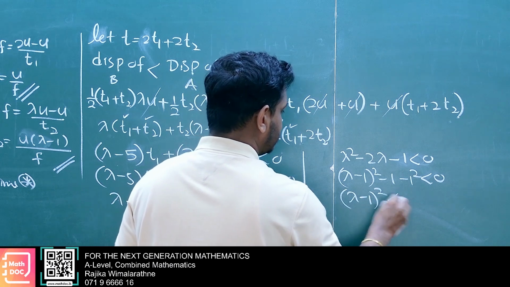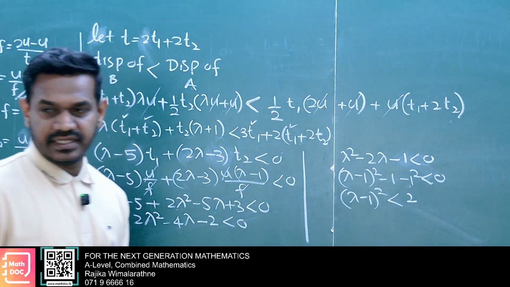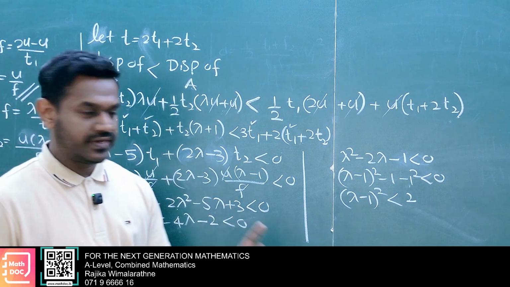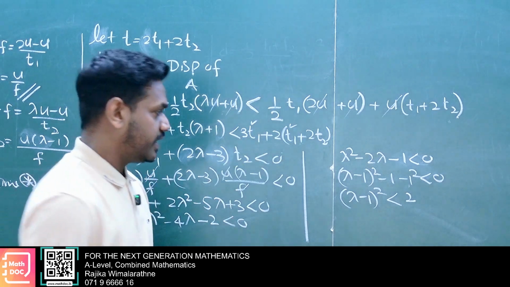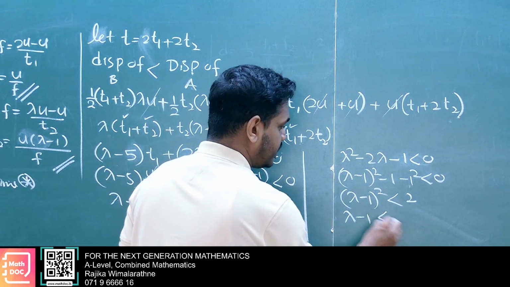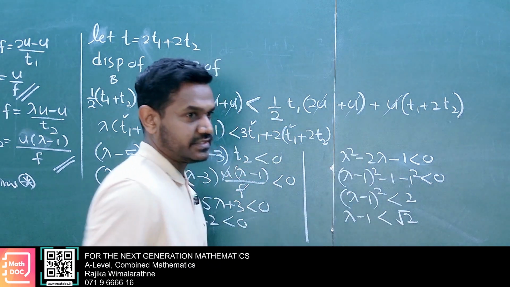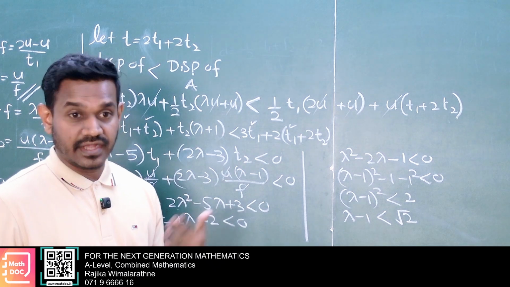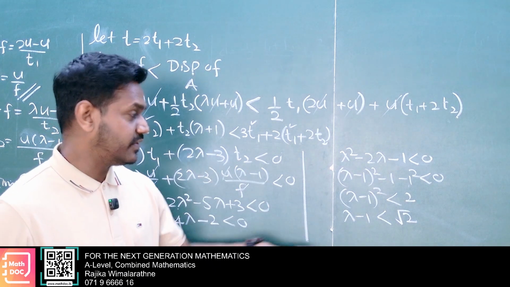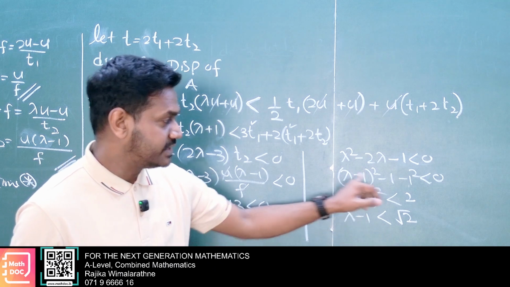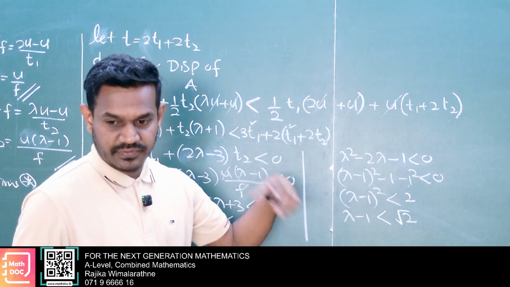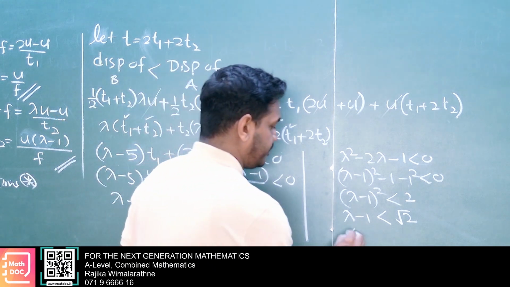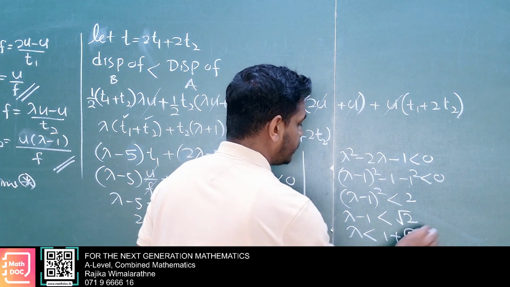Lambda minus 1 squared less than 2. Usually for an inequality we can't take square roots, but here lambda is given greater than 1, therefore you can take the square root. Don't put plus or minus. Usually in algebra we have to put plus or minus, but in this case lambda minus 1 is surely positive and both sides are positive, so we can take the square root. Then lambda is less than 1 plus root 2. That's how we do that one.